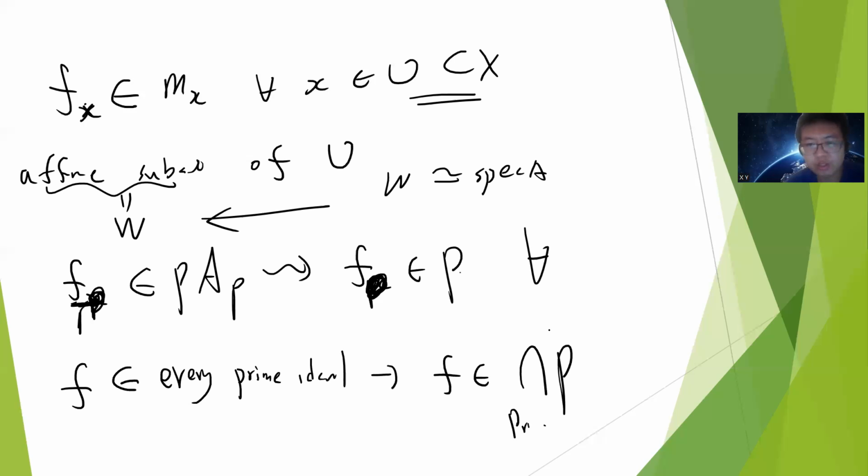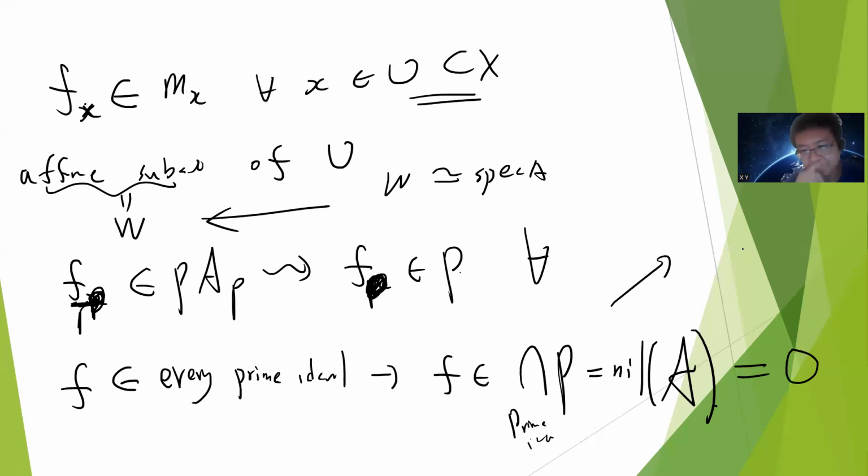And what is the intersection of prime ideals? It's the nilradical, right? It's the nilset, or basically all nilpotents. But as we said, this ring is reduced, so this is 0. So this tells you that f is 0. Now we have proved that for every affine subset, f is 0. Then by the gluing property, U has an open affine cover. So if f is 0 in every affine open subset, then f is 0 on U.